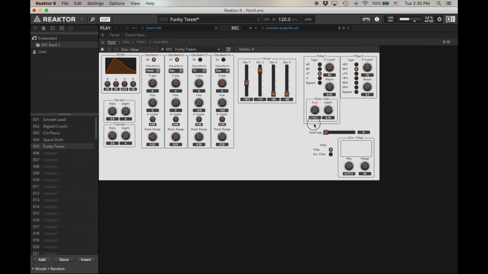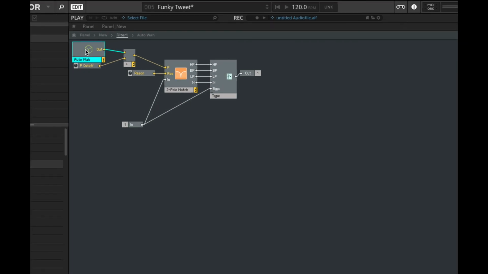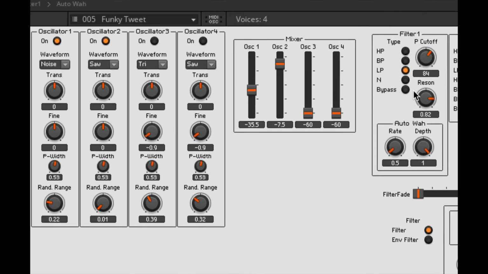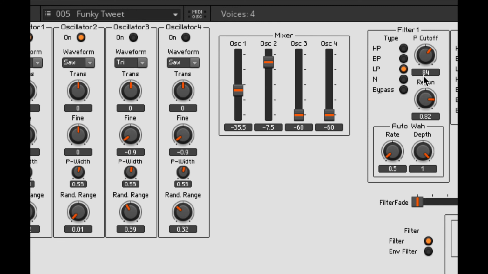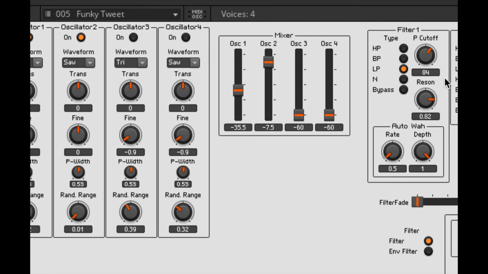That's not bad. Give it a bit more resonance. So now what's happening is I have the depth set to 1. My P cutoff is set at 84. If this is at 1, the lowest our LFO goes is negative 1. Negative 1 times 40 is negative 40. And so negative 40 plus 84 is going to be 44. Maximum is going to be 1, 1 times 40, 124. So our filter is sweeping from 44 to 124.